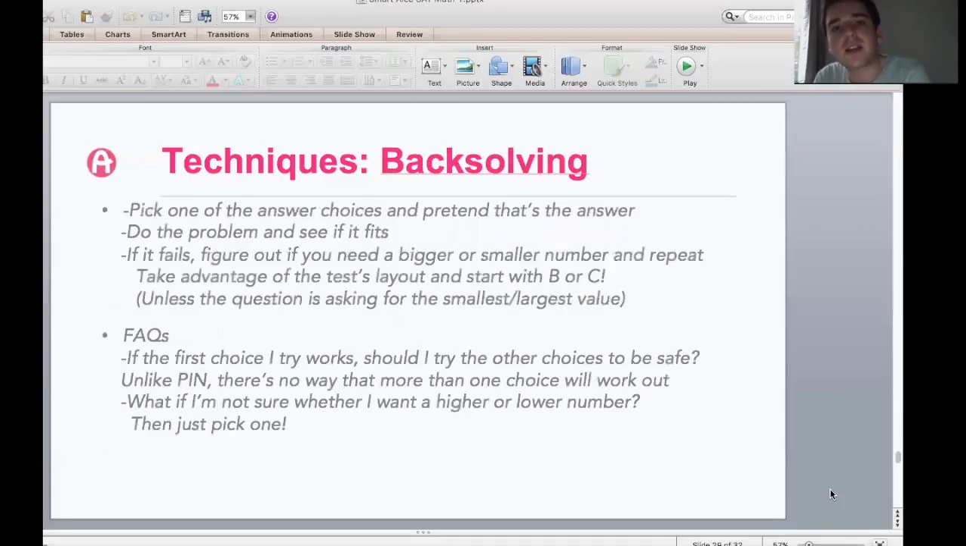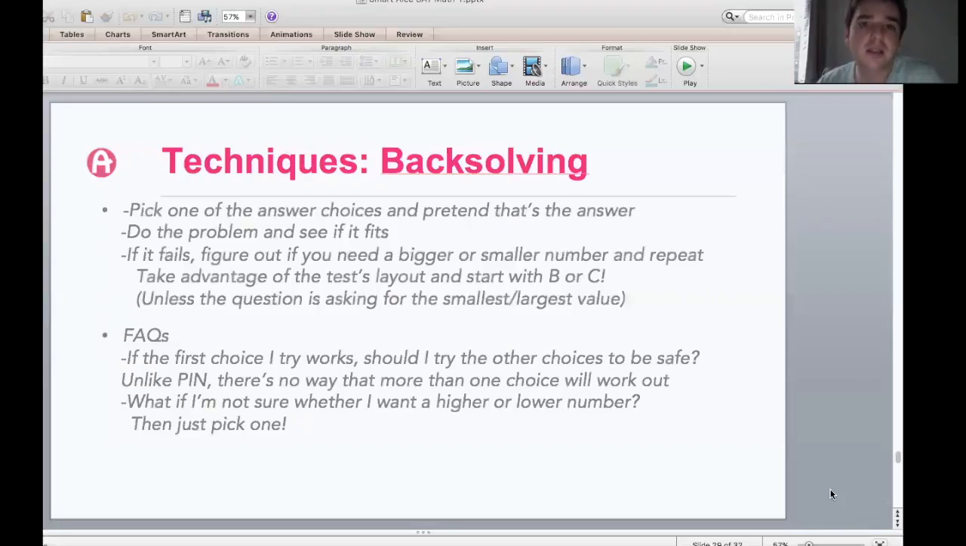So the second technique is called back solving. Basically the idea is that you use the answer choices to your advantage, where you pick one of the answers, pretend it's the answer, and then go through the problem and see if it fits. If it fails, you want to figure out if you need a bigger or smaller number and repeat. Sometimes this can be tedious because in the worst case scenario, you're trying all 4 choices before you get to the right answer.